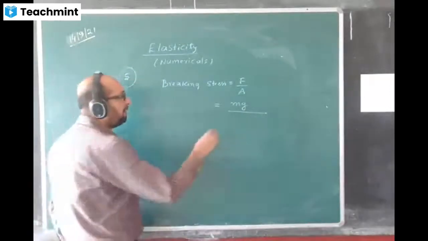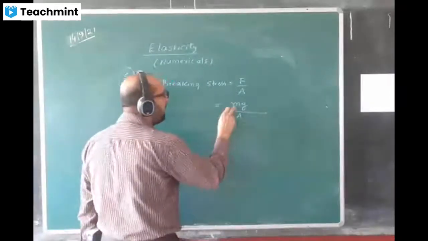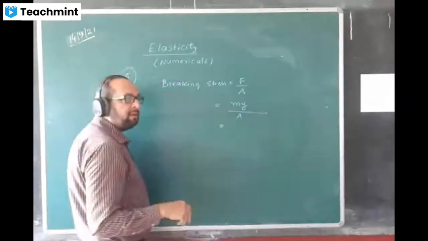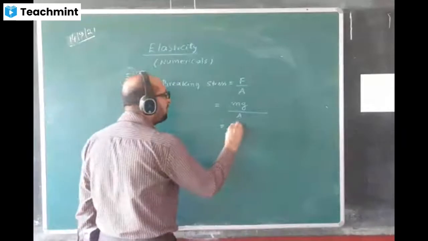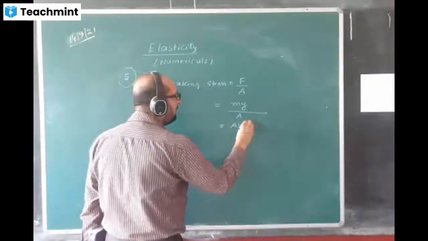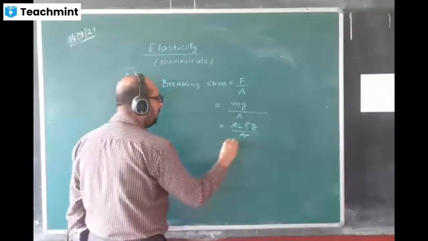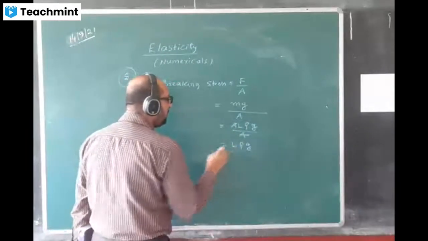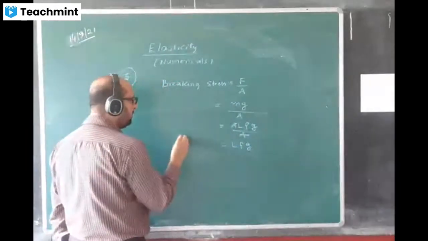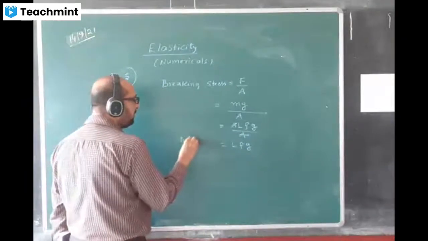Area is not given, so I'll keep it as it is. Mass will be volume into density, and volume will be area of cross section into L into density, G by A. This A and A will go. It will come L rho G. Rho is the density. This is the value of breaking stress. Write down here breaking stress.